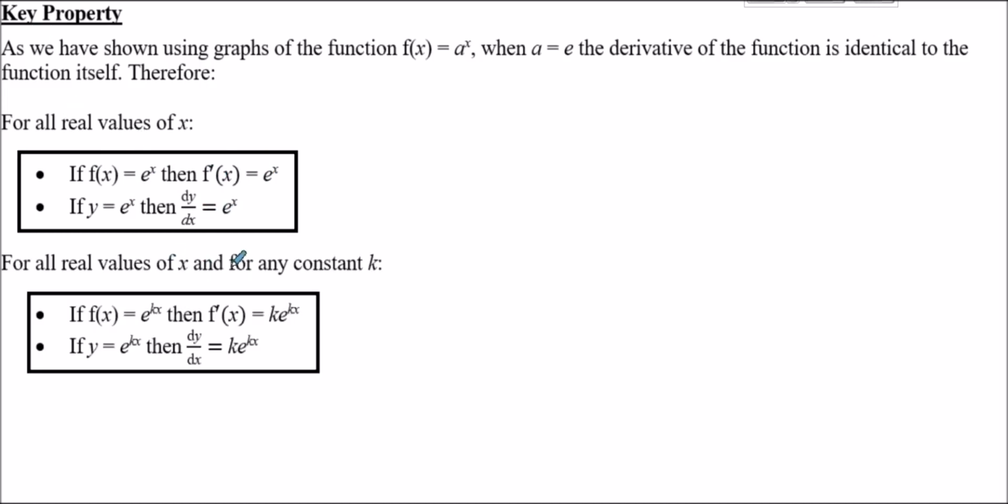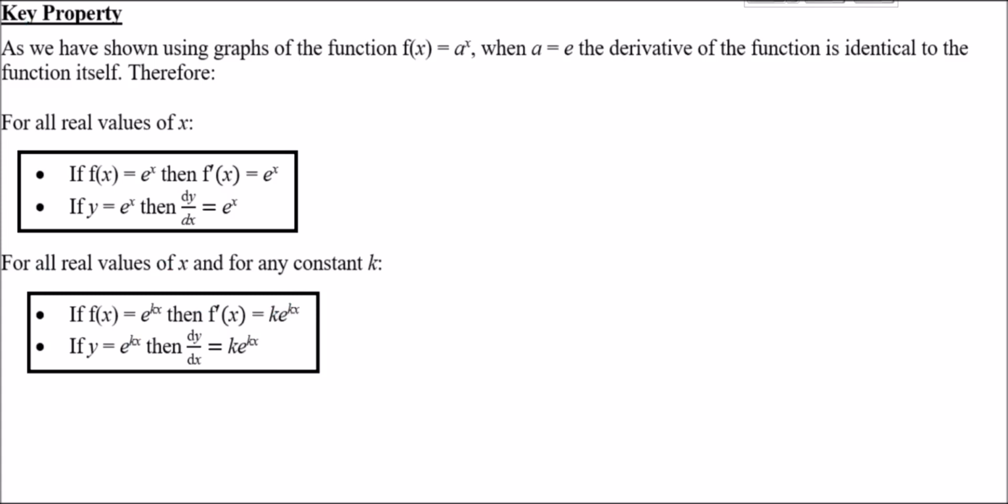Another thing as well is if we adapted e to the x and called it e to the kx, similar to normal differentiation, where we have a constant before the x, the constant term comes to the front and multiplies any coefficient we have. So in this case, there's no coefficient. If there were, the k gets brought down and multiplies any coefficient in front of the e.